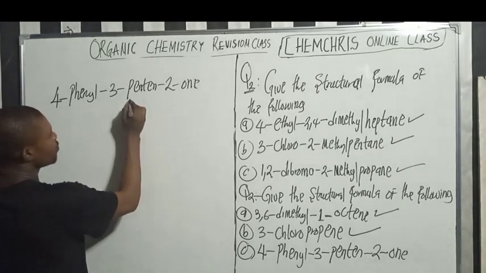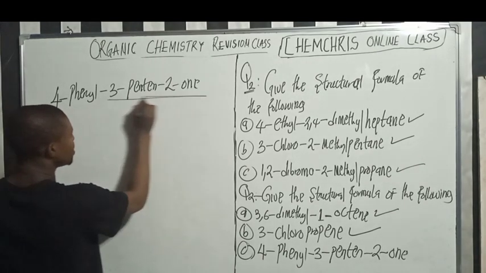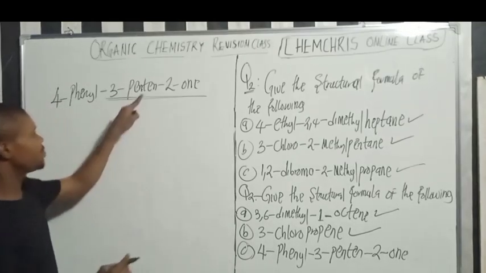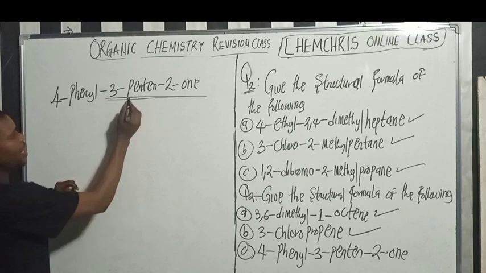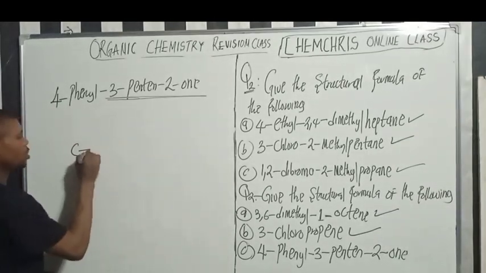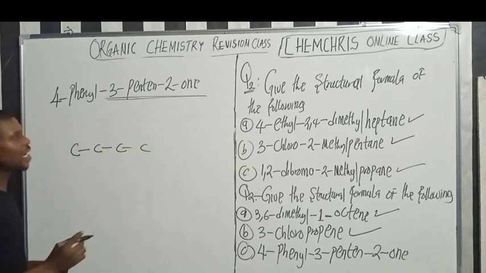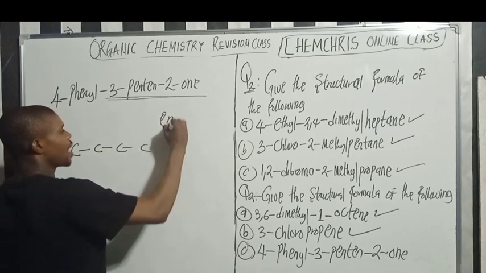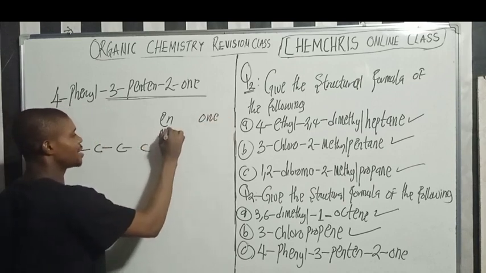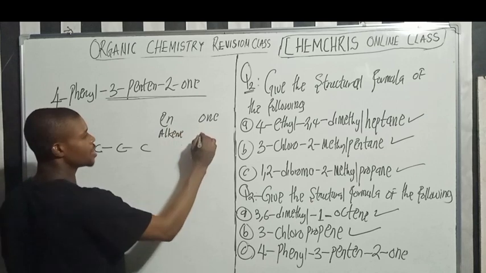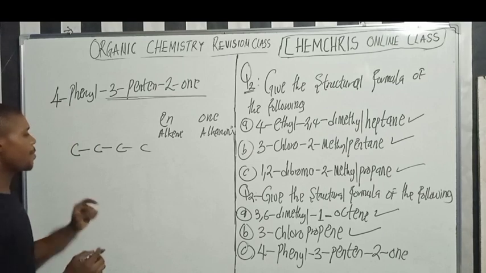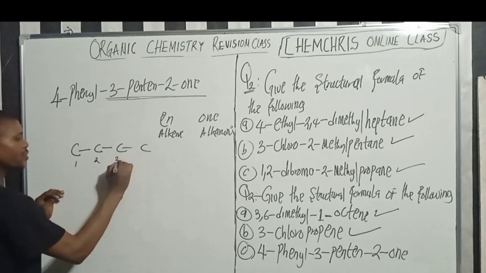So here we have the parent chain. This is the parent chain. 3-penten-2-one, right? Pent means 5 carbon atoms. Here we have 1, 2, 3, 4. Now we have "en", and we have "one", right? This "en" here is alkene, and this one is called alkanone. Right there, it's called alkanone. Now, here we have 1, 2, 3, 4.